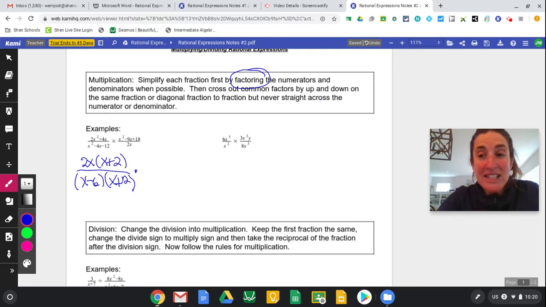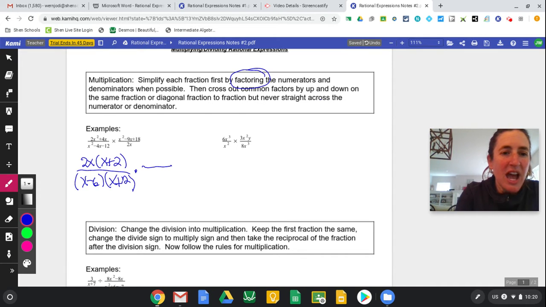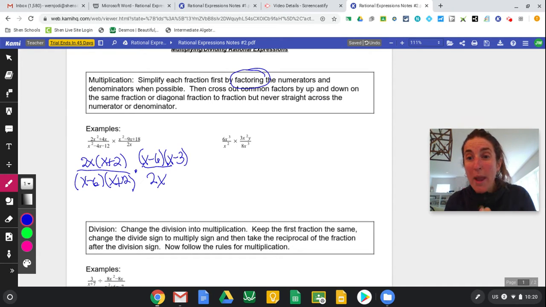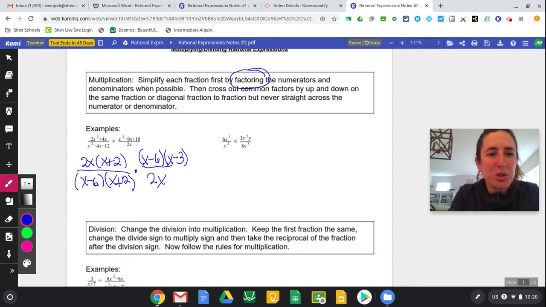Multiply, and I still have to keep factoring. So I've got x squared minus 9x plus 18. I'm going to factor that. That's x minus 6 and x minus 3. And in the denominator, I don't need to factor a thing. I'm just going to write down 2x. Now, way back on the first fraction, you might have got all excited and saw those x plus 2s. Cancel those right out, right?